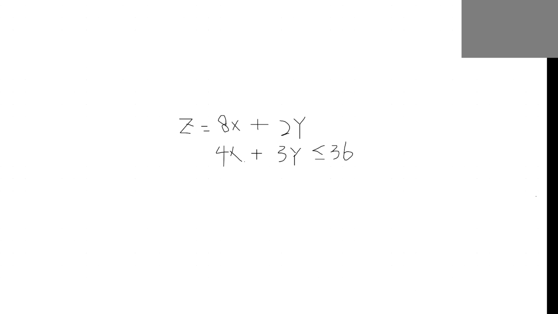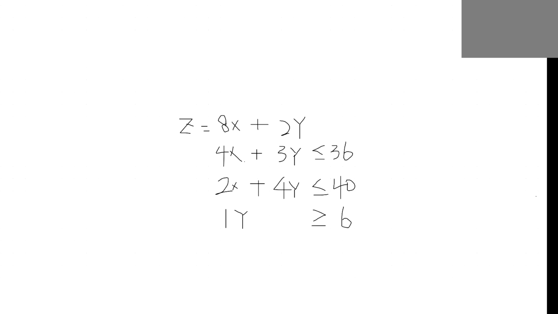Okay. And then 2x plus 4y is less than or equal to 40. And then another constraint is 1y has to be greater than or equal to 6. Okay, and these are the constraints you have. You see that? Yes.